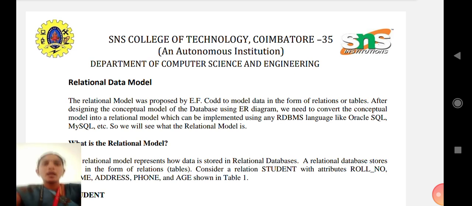Now we see about the data model. The data model is used to provide a way to describe the design of a database at physical, logical and view level. The main purpose of the data model is to make sure that the data are stored in the way we have described.